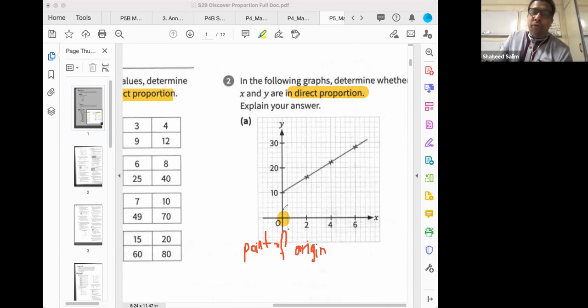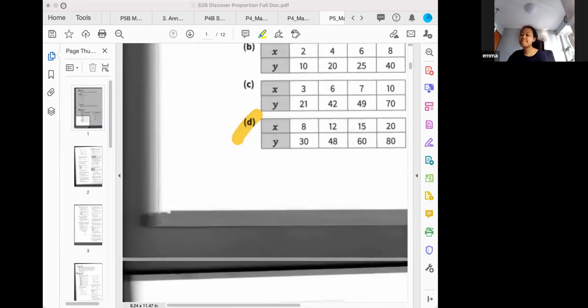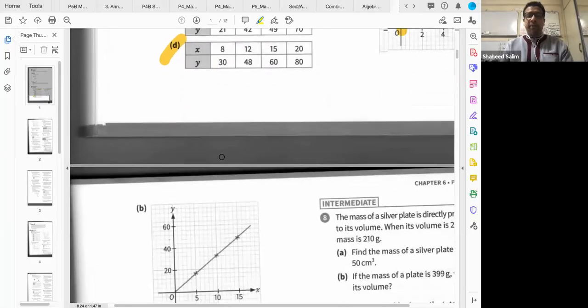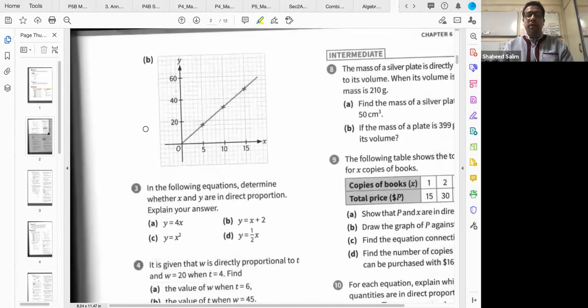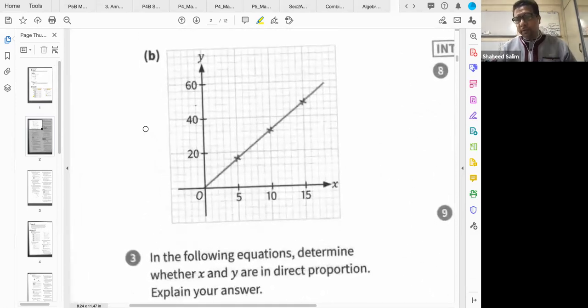Okay, so point of origin, it does not pass through the point of origin. It has to be a straight line and it must pass through the point of origin. So which takes us now to the next thing. Okay, let us see here. Sorry, let me just put this. Okay, can you see now? Okay, this one, what about B? Is it in direct proportion? Yes.